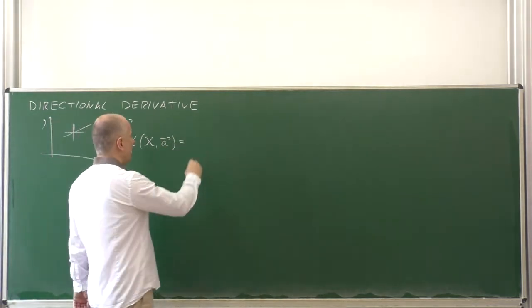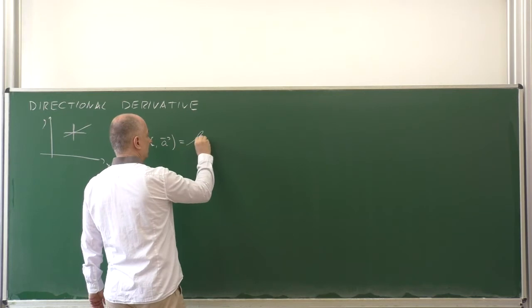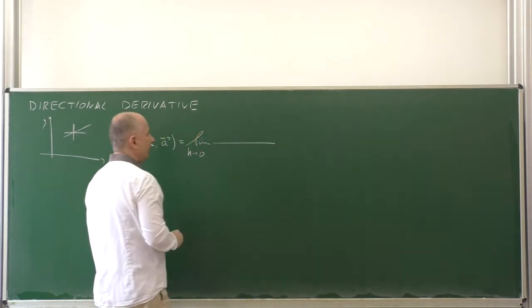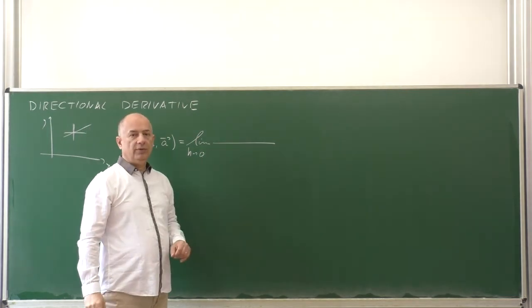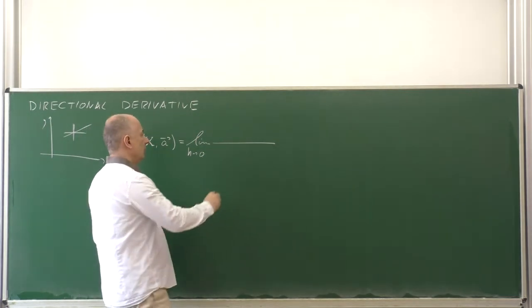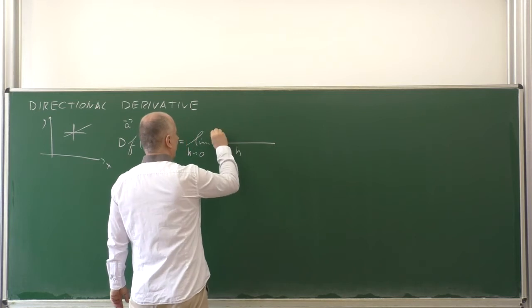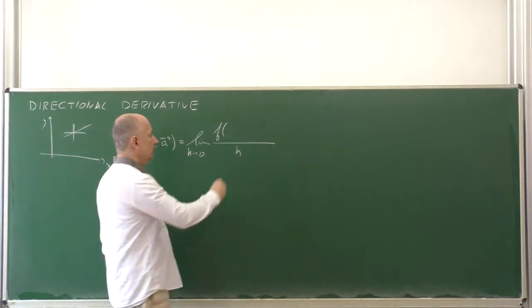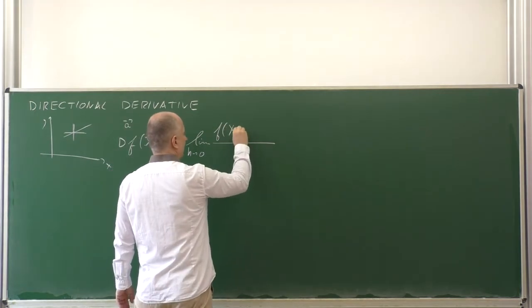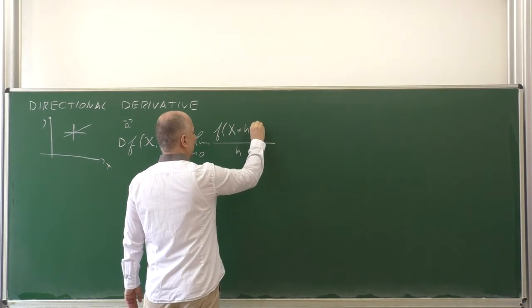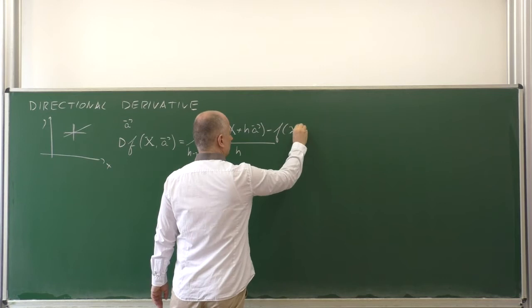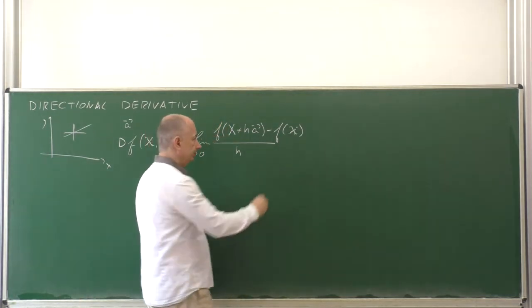is given again by the limit for h going to 0, and here we have again change of the function value divided by the small amount h. And now we evaluate f at a new point which is x plus h a minus the function value at the point capital X.